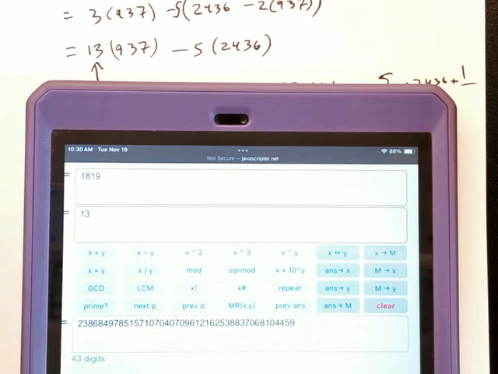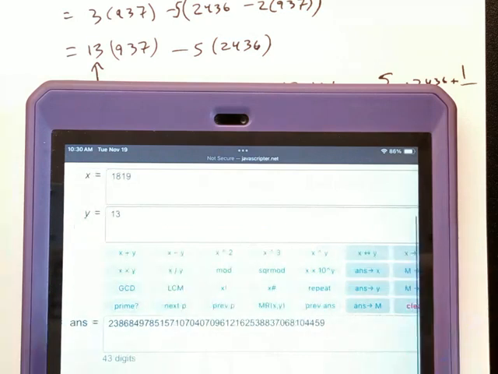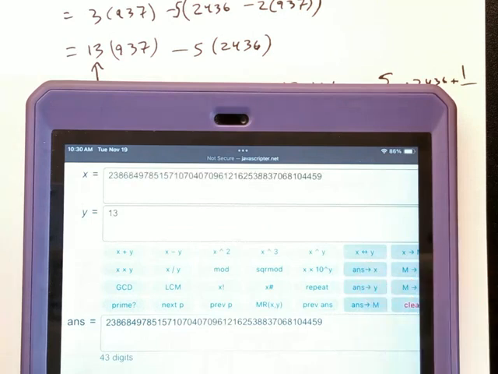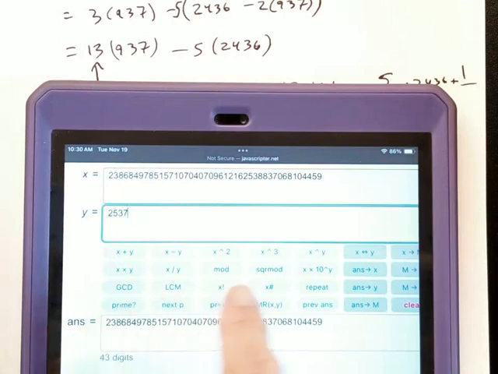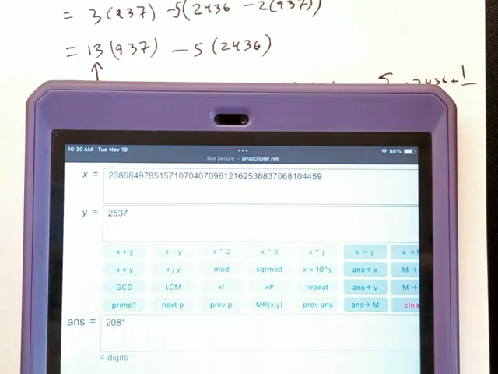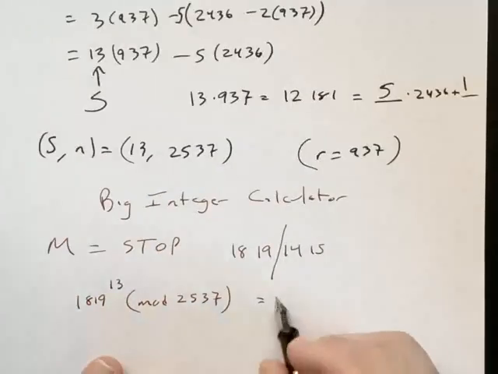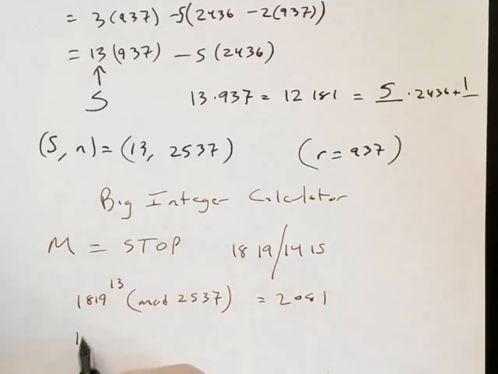So I'm going to say, take M, my answer, into X. Then I'm going to replace Y. What am I modding by? 2537. And then I'm going to hit X mod Y. 2081. That's my first block of ciphertext. Now I want you to do it again. 1415 raised to the 13th, mod 2537.